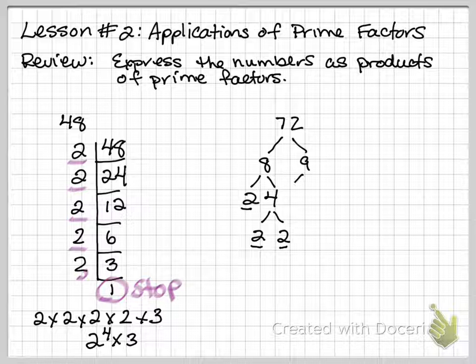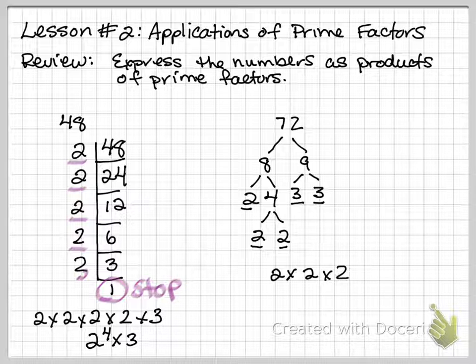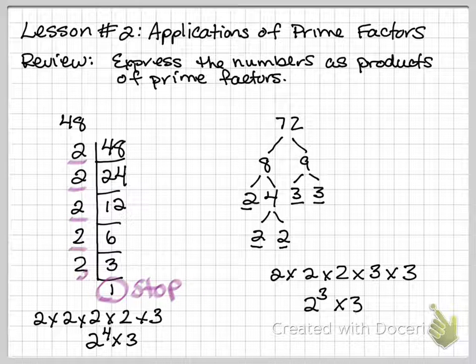And I'll switch over to the right. Find the prime factors of 9. That would be 3 times 3. Those are each prime numbers. So I know the prime factors of 72 are 2 times 2 times 2 times 3 times 3. And I can simplify that by writing 2 to the power of 3 times 3 to the power of 2.